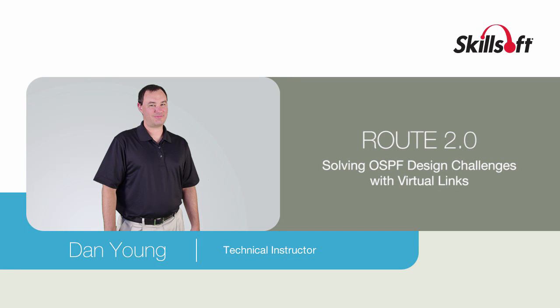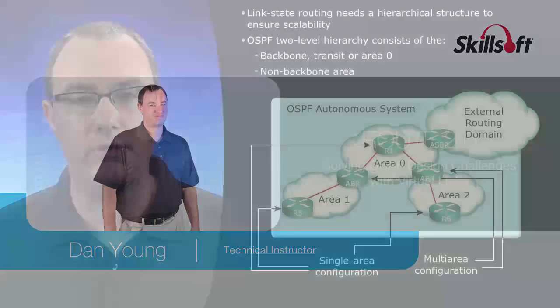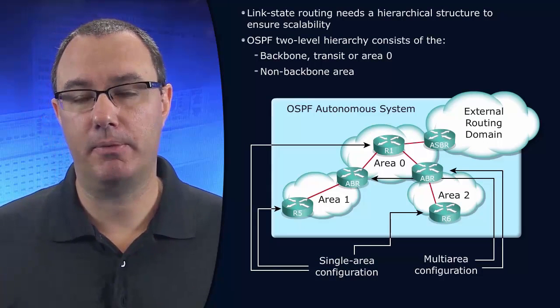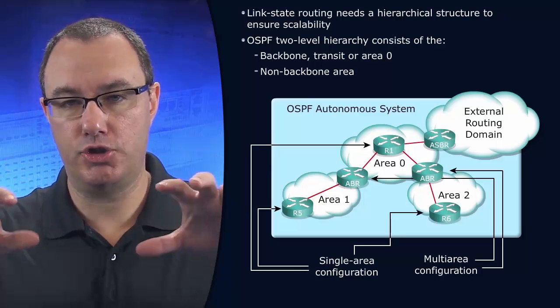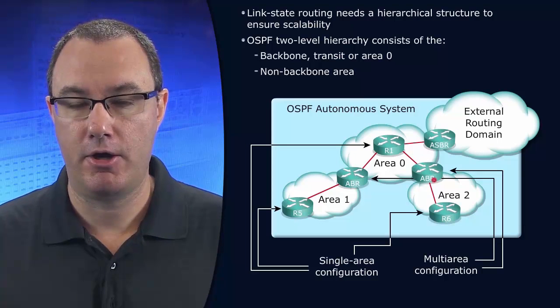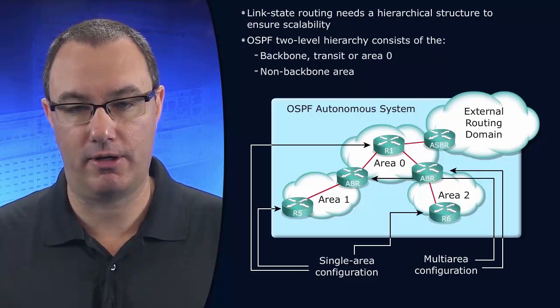OSPF has this hierarchical structure for areas. We've got the backbone area, that's area 0, and then non-backbone areas which must join up to that backbone. But what if this isn't perfect for us?